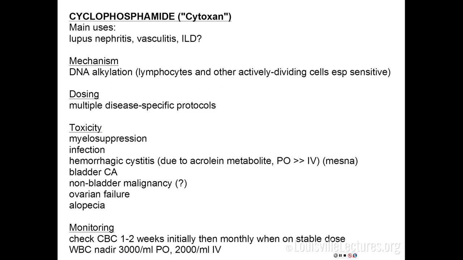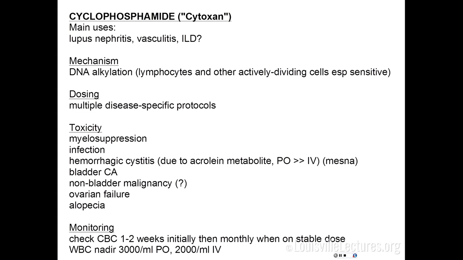So cyclophosphamide, our big gun, this is kind of our drug of last resort. It's got a lot of uses, most commonly lupus nephritis and vasculitis, but it's also one of these drugs that you can try in any place if you want to. I told my wife, don't let me die without at least 1 gram of Cytoxan, just to see if it does something.